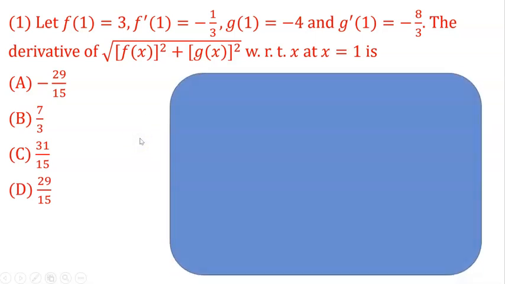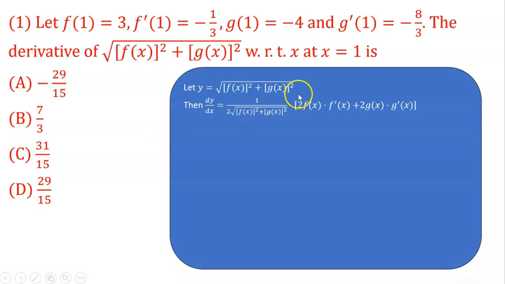Now we'll solve this. Let y = the square root of [f(x)]² + [g(x)]². Now differentiate with respect to x, dy/dx. We know that the derivative of root x is 1 upon 2 root x. Similarly here, this is a composite function: 1 upon 2 times the square root of [f(x)]² + [g(x)]², into the derivative of [f(x)]², that is 2 times f(x) into f'(x), plus the derivative of [g(x)]², that is 2 times g(x) into g'(x).